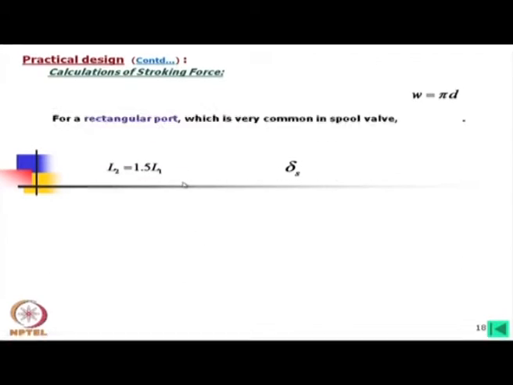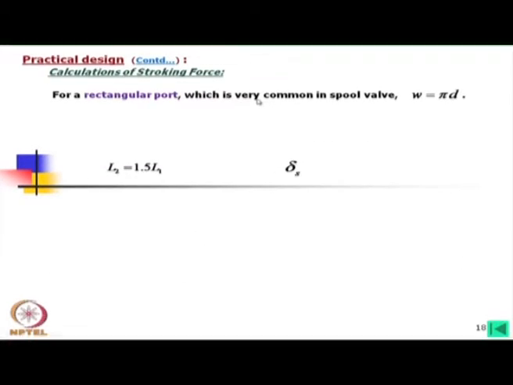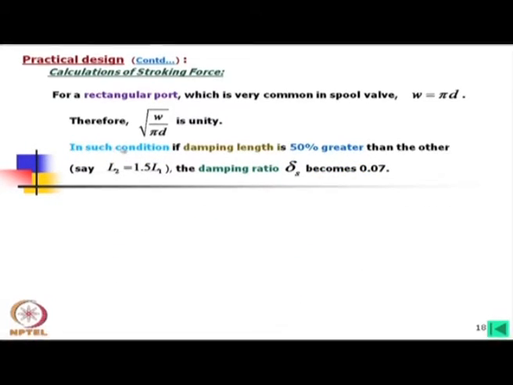So, for a rectangular port which is very common in a spool valve, W is equal to pi d, the full open. Therefore, W by pi d is unity, and then in such condition if the damping length is 50% greater than the other, that means L 2 we have considered 1.5 times of L 1, the damping ratio becomes 0.07.